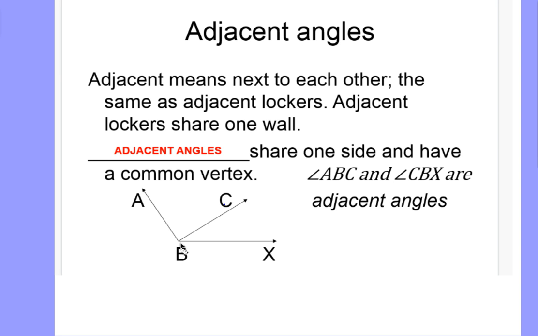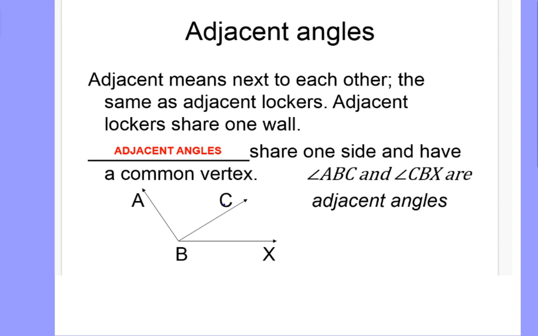So let's think of how this could be useful. Well, adjacent angles really are all a part of what postulate that we learned before? Well, really, adjacent angles are kind of just the backbone of the angle addition postulate. So ABC plus CBX would equal ABX.